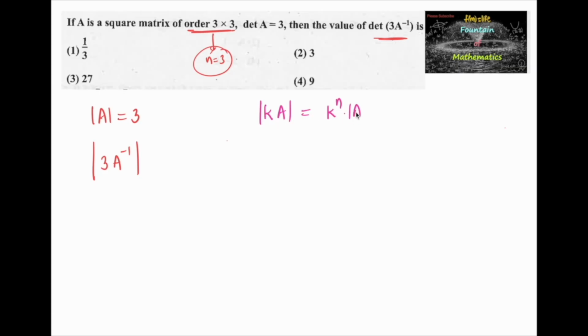Given A is a square matrix of order 3 and determinant of A is equal to 3, and we need to find the determinant of 3 times A inverse. We know that determinant of Ka, where K is some scalar, some real number, we can write K to the power of n into determinant of A, where n is the order of the matrix A.